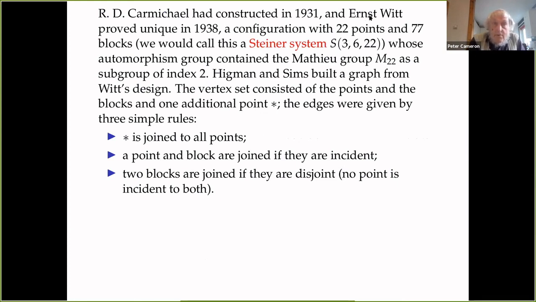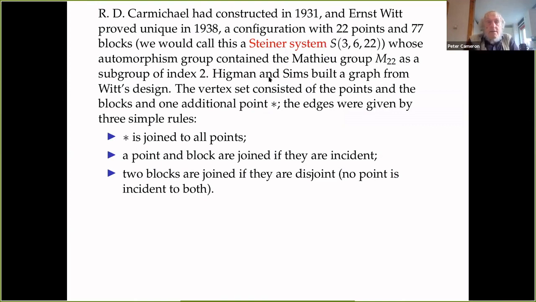Well, they knew that there was a particular configuration, a design with 22 points and 77 blocks, first constructed in 1931 by Carmichael and proved unique by Witt in 1938. So it's a Steiner system, S(3,6,22). That means there are 22 points. Each block is a set of 6 points, and any 3 points lie in a unique block. And Witt showed that the automorphism group of this Steiner system contains the Mathieu group, one of the earlier sporadic simple groups, M22, as a subgroup of index 2.